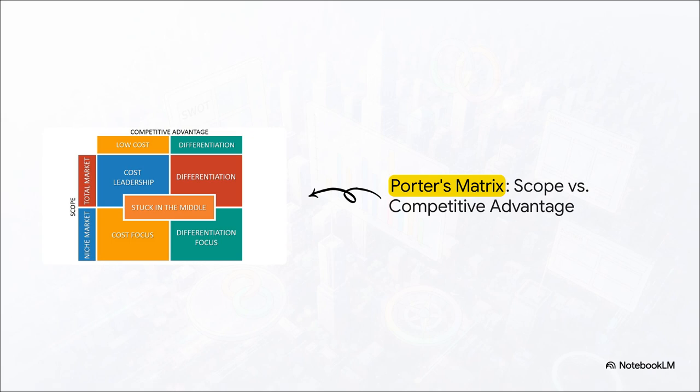On the vertical axis, you've got scope. Are we going after a huge, broad market or a tiny, specific niche? And then on the horizontal axis, we have competitive advantage. Are we going to win by being the low-cost option or by offering something totally unique? This setup gives us 4 very distinct strategic quadrants to play in.